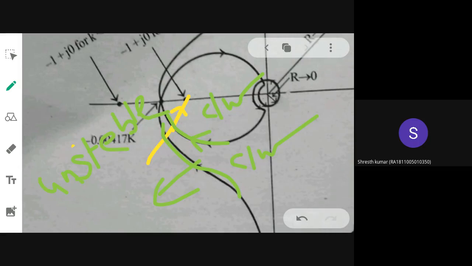Three conditions I have already told you in the Nyquist stability criterion. N is equal to P. If you have clockwise encirclement, directly you should say that the system is unstable. If you have anti-clockwise encirclement, and the number is 2, accordingly you should have 2 poles located in the right half. If both P and N are equal, then the system is stable, otherwise it is unstable.